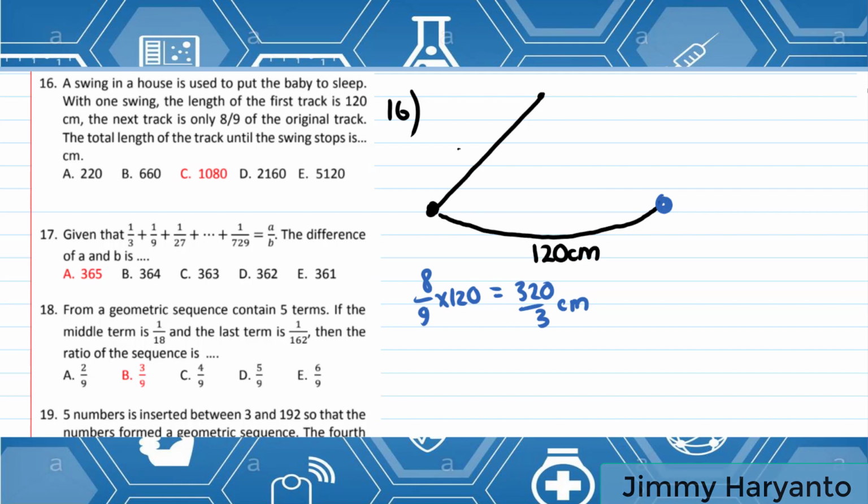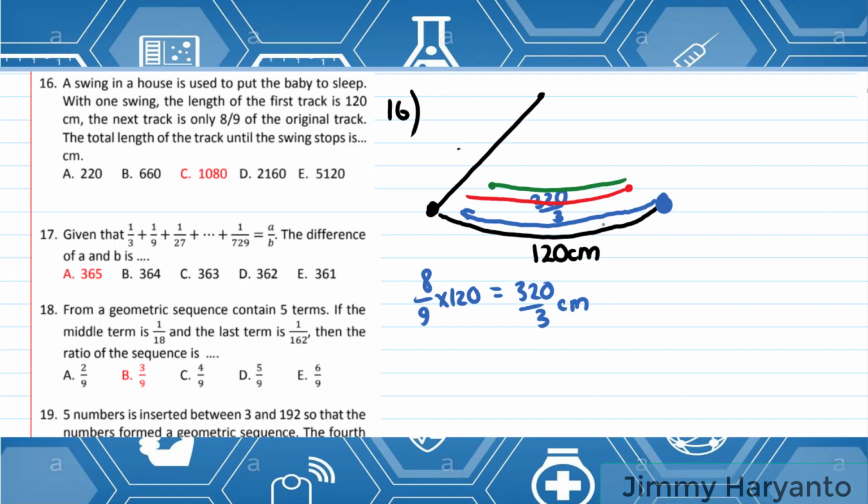So after the ball, after the ayunan sampai sini, it will swing back. Ya, swing backnya cuman 320/3. Nanti dia swing back lagi, makin dikit lagi.